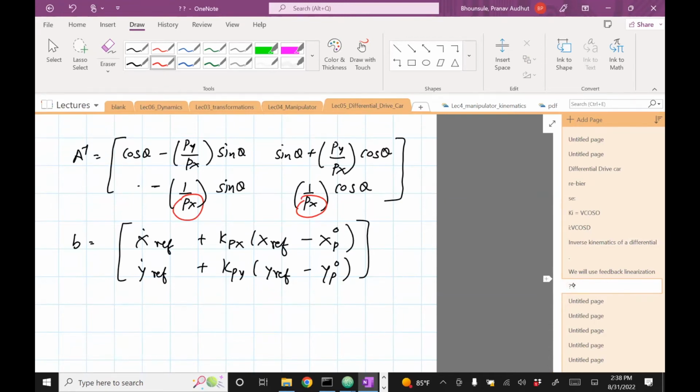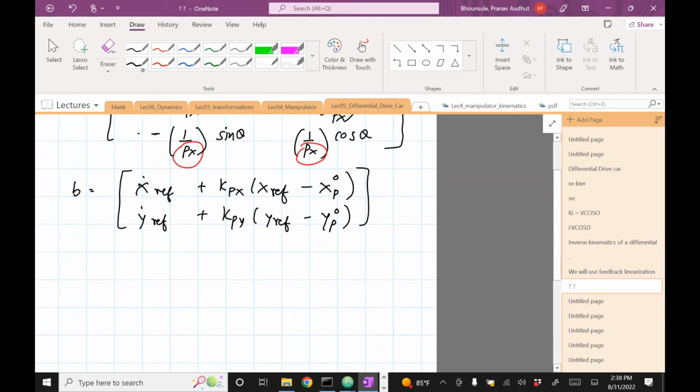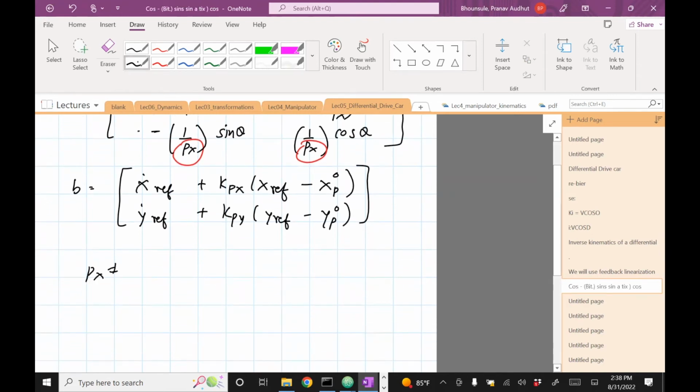That's because of the fact that this is somehow related to the car not being able to move sideways. It can only move forward. So if the car is standing and you're trying to go sideways, then it will tell you you need to go with infinite speed, which is clearly not realistic, right? So px cannot be equal to 0.